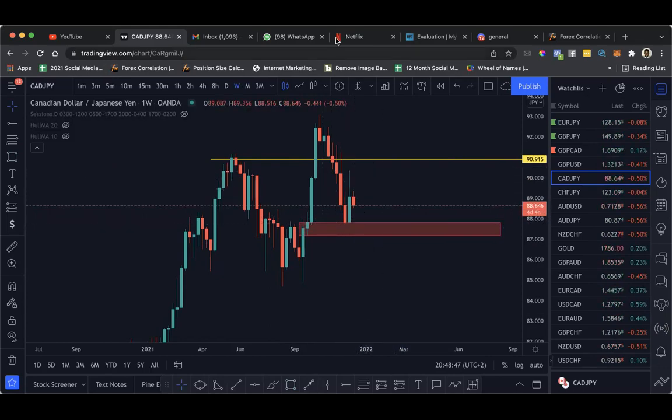So guys, what is the mapping for weekly chart? Which lower time frame do you go to enter trades on setups you find on the weekly chart? Please let me know in the chat box. What is the mapping for weekly chart? Yes, 4 hours. Thank you. Good. So let's go to the 4-hour chart.